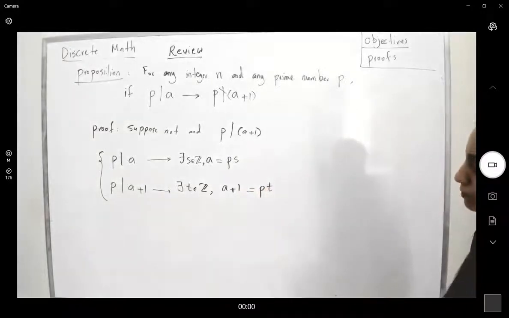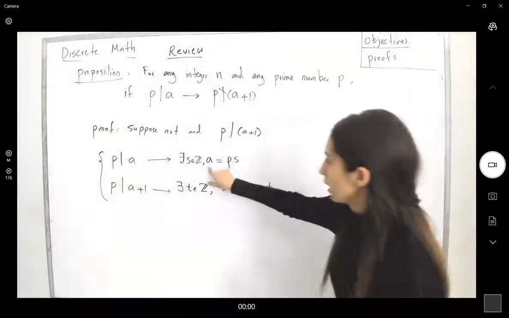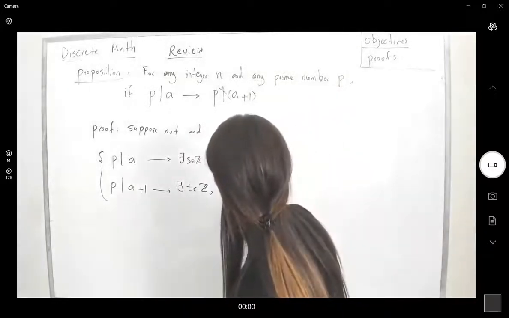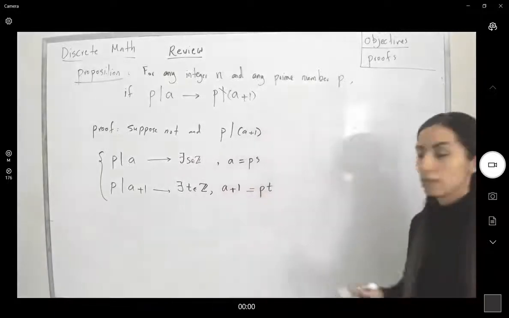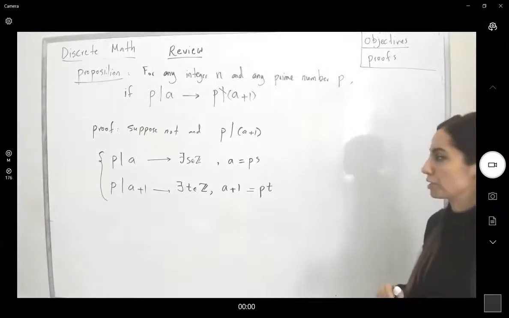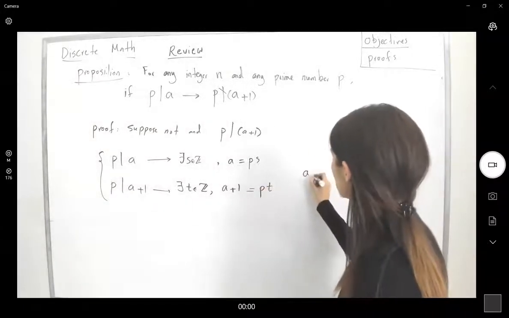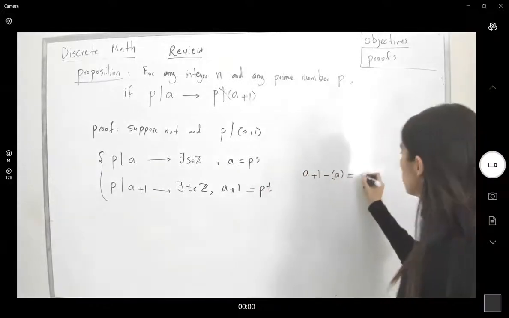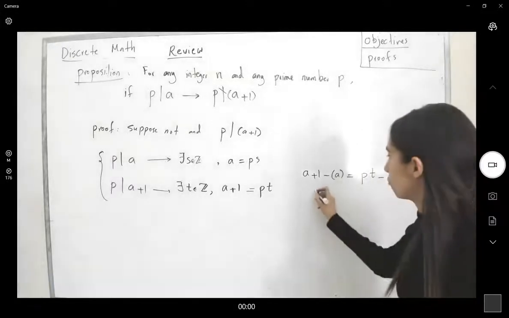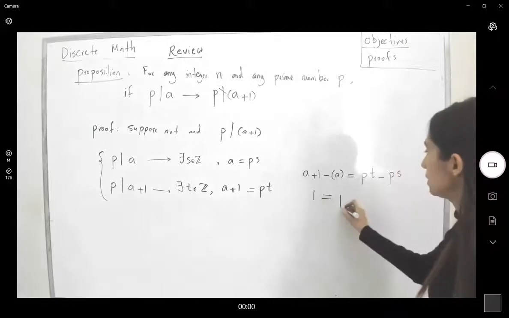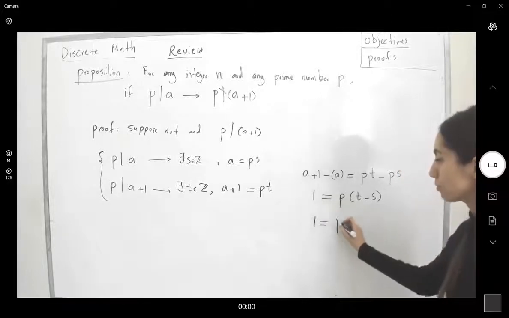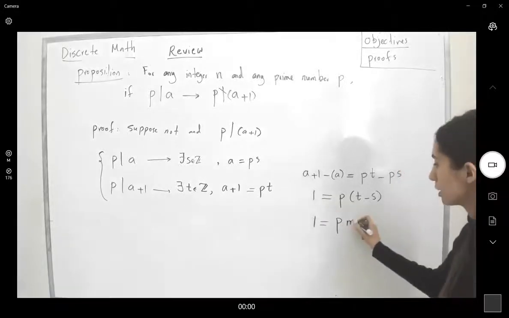Okay, here we go. So I have two equations. a is ps and a plus 1 is equal to pt. I'm going to subtract these two equations. So I have a plus 1 minus a equals pt minus ps. What's the meaning of that? It means that 1 is equal to p times t minus s. It means that 1 is equal to a prime number times an integer like m.